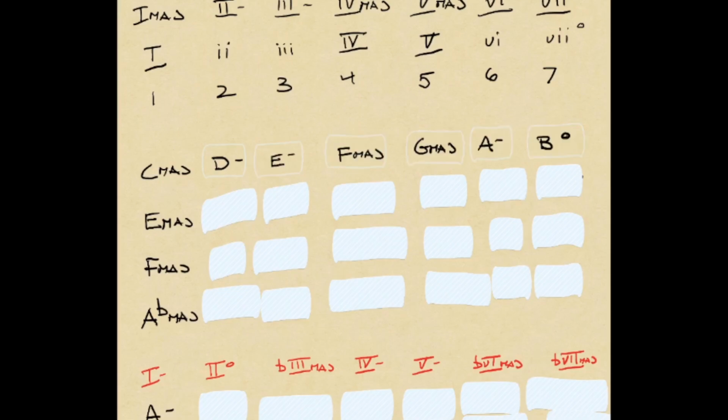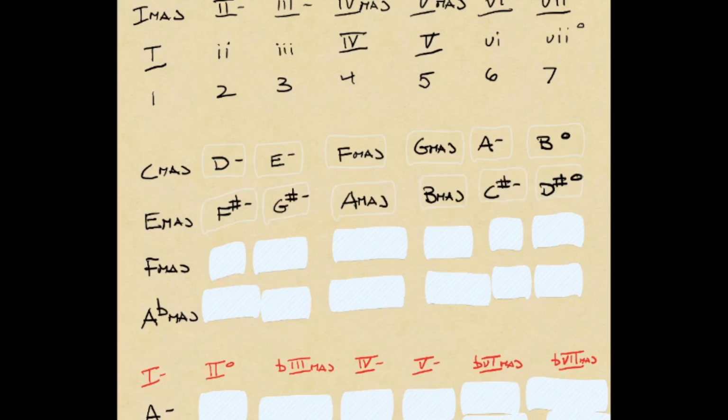Okay, so E major. First we have to know that there's 4 sharps in the key of E, and then we have to line up the chords with the notes. So E major is 1, F sharp minor is 2, G sharp minor is 3, A major is 4, B major 5, C sharp minor, and D sharp diminished.